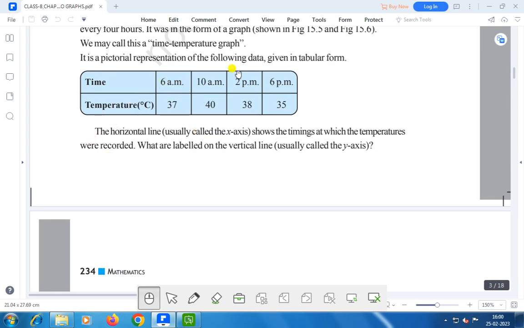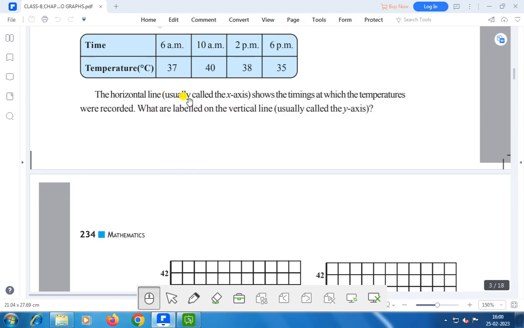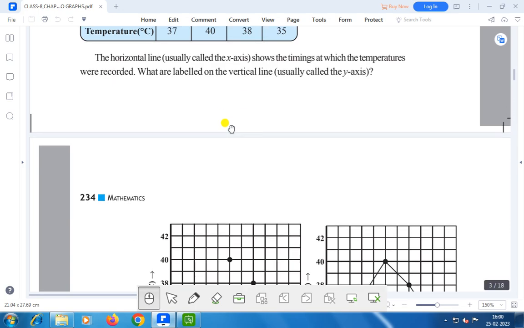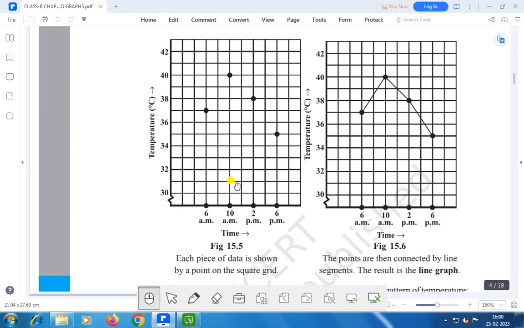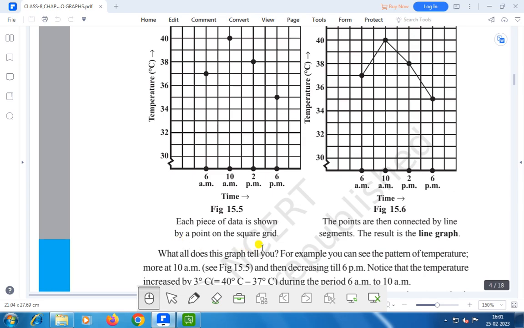Time is 6 am, 10 am, 2 pm and 6 pm, and temperature 37 degrees, 40 degrees, 38 degrees, 35 degrees. The horizontal line, usually called the x-axis, shows the timings at which the temperatures are recorded. What is labeled on the vertical line is usually called the y-axis. Here you see, this is the time 6, 10, 2 and 6. This is 36, 37, this is 40, this is 38 and this is 35. Right? Each piece of data is shown by a point on the square grid.